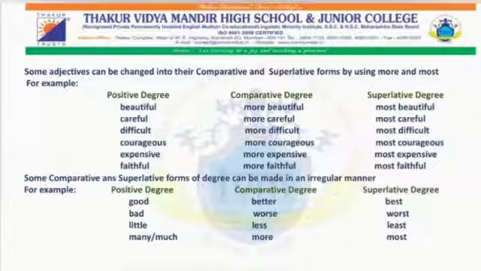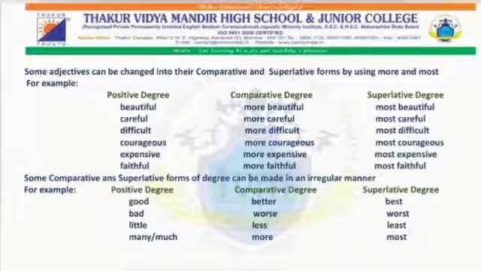Some adjectives can be changed into their comparative and superlative forms by using more and most. Words having more than two syllables use more in comparative degree and most in superlative degree. For example, beautiful, more beautiful, most beautiful, careful, more careful, most careful, difficult, more difficult, most difficult, courageous, more courageous, most courageous, expensive, more expensive, most expensive, faithful, more faithful, most faithful.